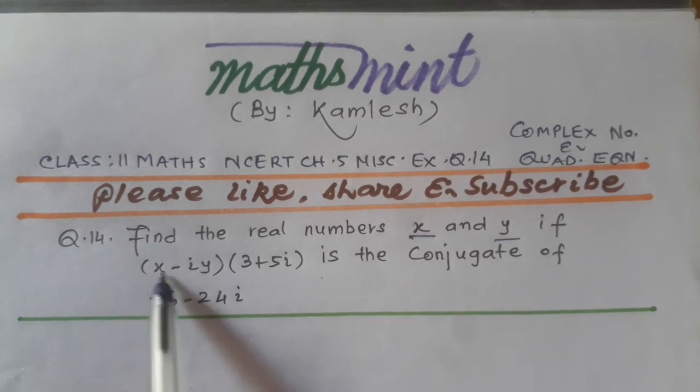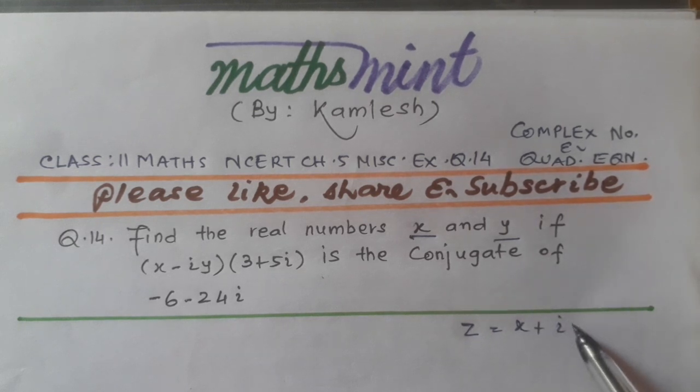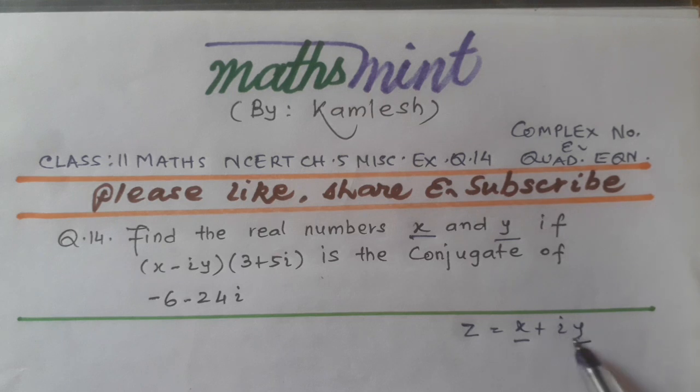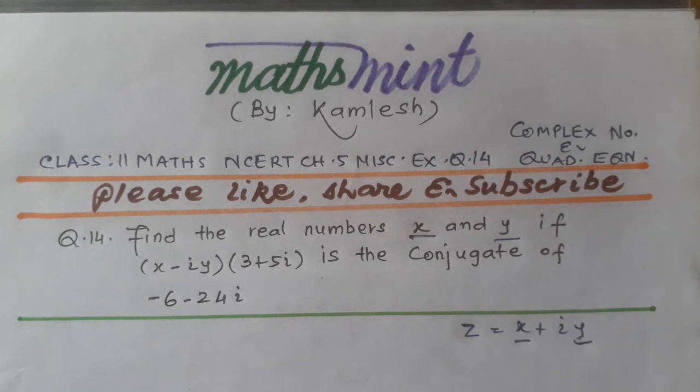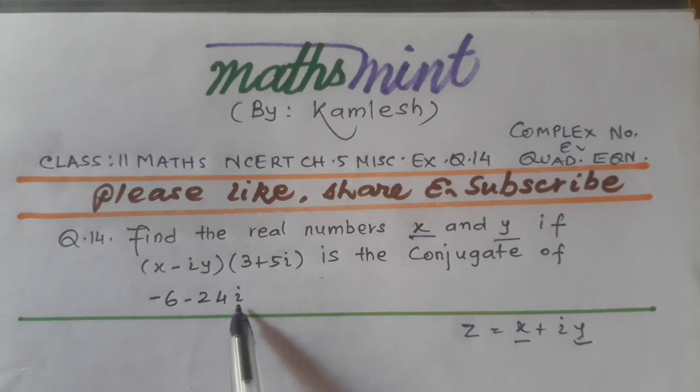Suppose complex number z is equal to x plus iota y. This is the form of a complex number. So x is a real number and this y is also a real number, but y with iota becomes an imaginary number. So the values of x and y are always real numbers, and we have to find the value of x and y. And that is the conjugate of minus 6 minus 24 iota.